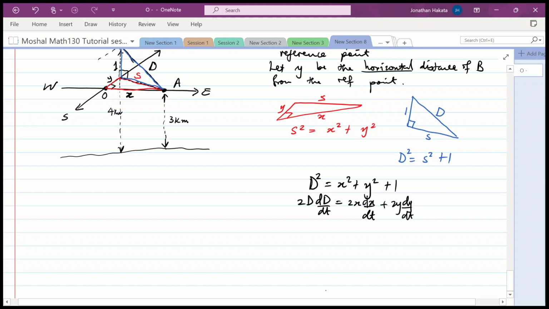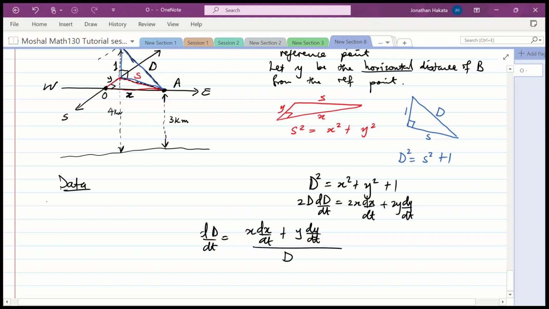So the question wants us to find the rate of change of the distance between the two planes. So we make dD/dt the subject. So we end up with x dx/dt plus y dy/dt all over D. The 2's will cancel. So if we don't have all the information, let's try to list down what we are given.